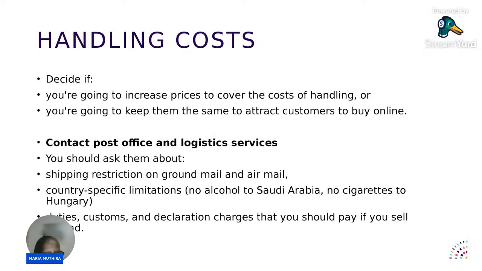Here we are saying that you should contact the post office and logistics services. These are the services who are involved in shipping, and you should ask them about shipping restrictions on ground, mail, and air. As I've said, if there's any restrictions on ground, on sea, on air, you should be able to know about it. And also country-specific limitations, like no alcohol to Saudi Arabia, no cigarettes to Hungary. So these are some of the shipping restrictions in the various countries.